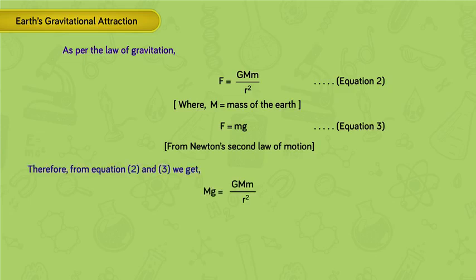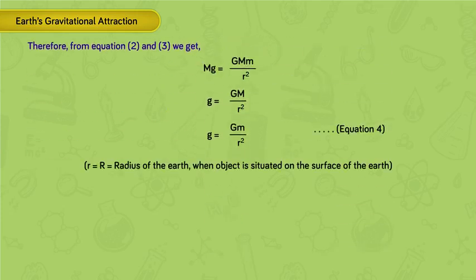Therefore, from equations 2 and 3, m into g is equal to G into M upon r square. So g is equal to G into M upon r square. Equation 4, where r is equal to the radius of the earth.